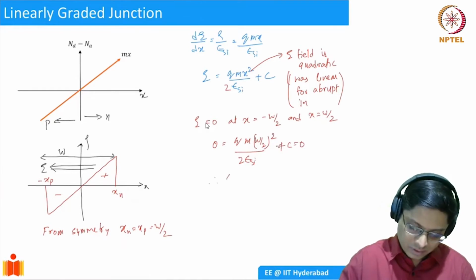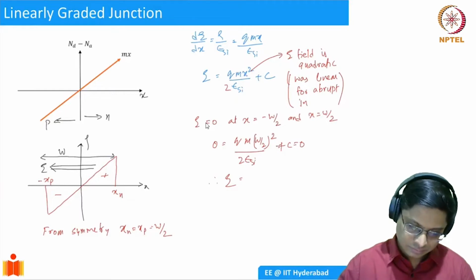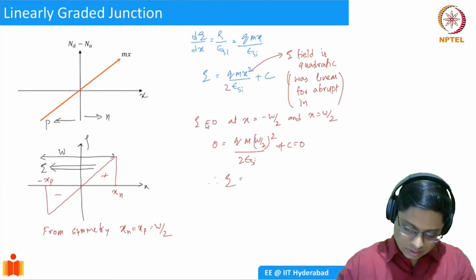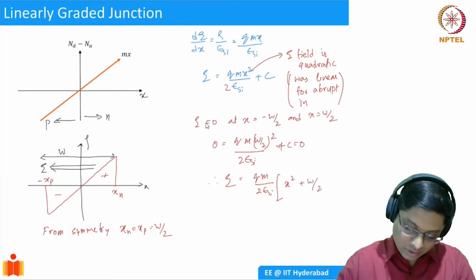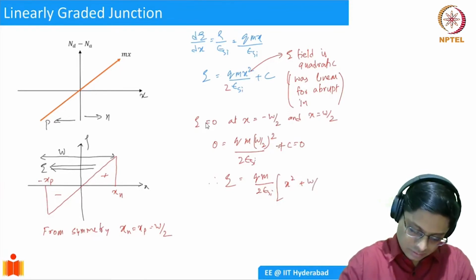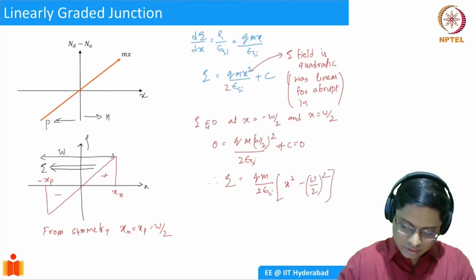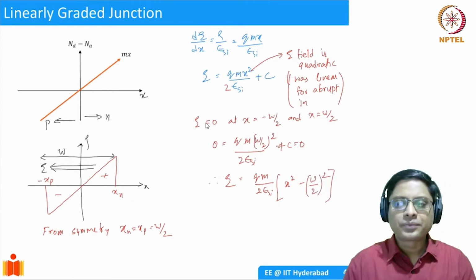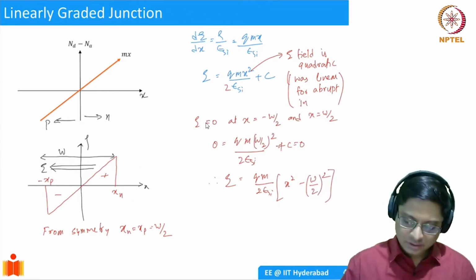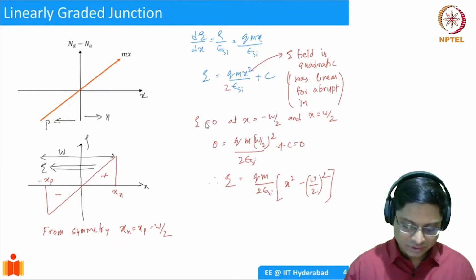Therefore, your electric field is going to be Qm by 2 epsilon silicon times x square plus W by 2. Well, no, it should be minus W by 2, minus W by 2 whole square. This is your electric field, right? So it's a quadratic form. You put x equal to, it works out, the conditions are satisfied, so this is it.